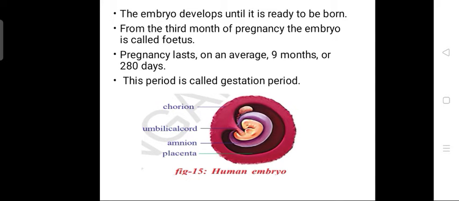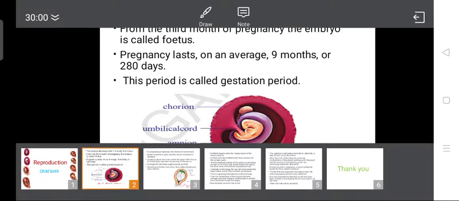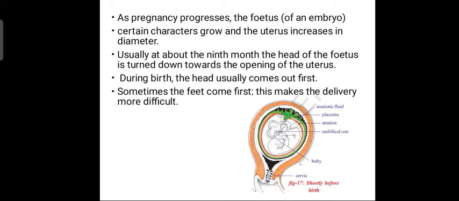The outer layer is called the chorion. The inner layer is called the amnion, filled with amniotic fluid. This is the placenta, where there is a connection between the mother and the fetus, and this is the umbilical cord, which supplies all the nutrients, and whatever waste is carried is also passed through this umbilical cord. So this is about the topic. Now let us discuss how childbirth takes place.